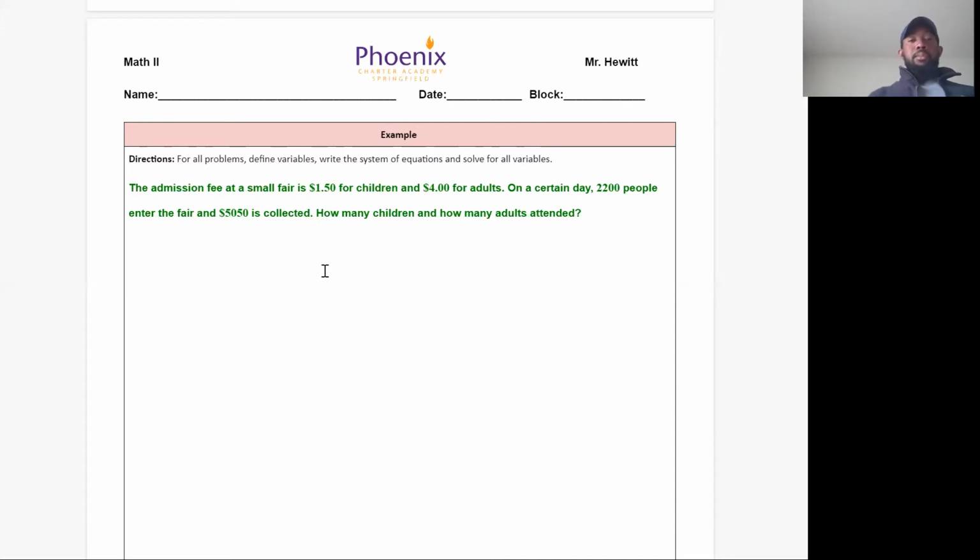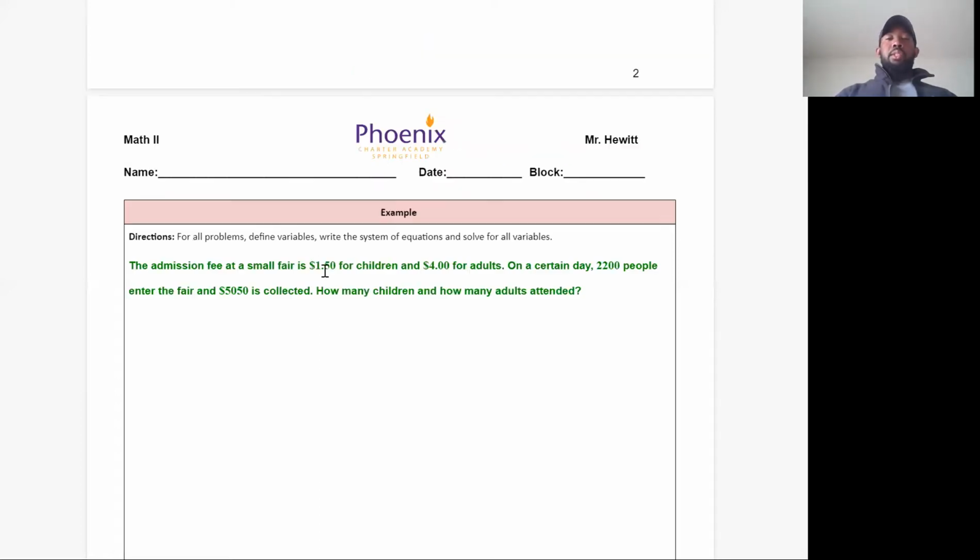So here it says the admission fee at a small fair is $1.50 for children and $4 for adults. On a certain day, 2,200 people enter the fair and $5,050 is collected. How many children and how many adults attended?